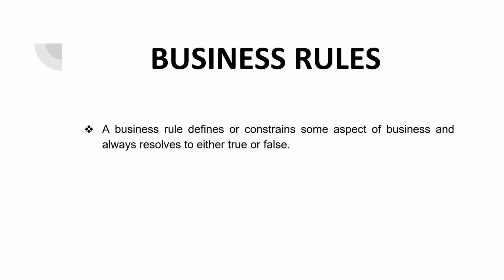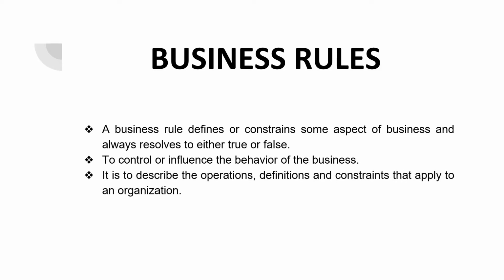Next up is business rules. A business rule defines or constrains some aspect of business and always resolves to either true or false. Moreover, it is to control or influence the behavior of the business. It is also to describe the operations, definitions, and constraints that apply to an organization.